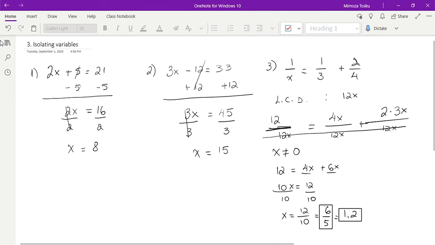Another example that we have to consider is when we have a bunch of variables, like acceleration is equal to v final minus v initial over time. And now what we are doing is solving for, let's suppose, t.